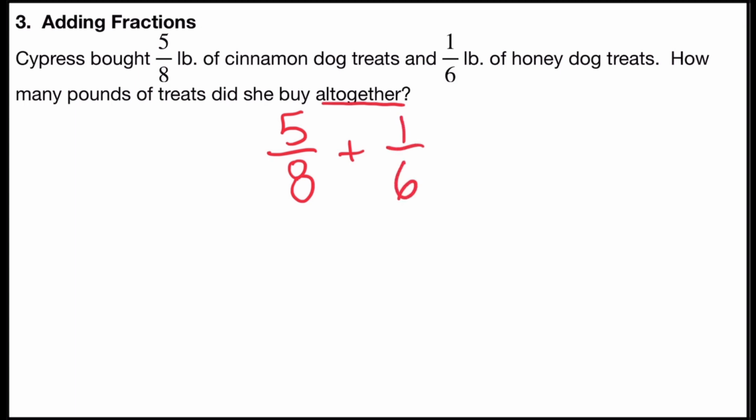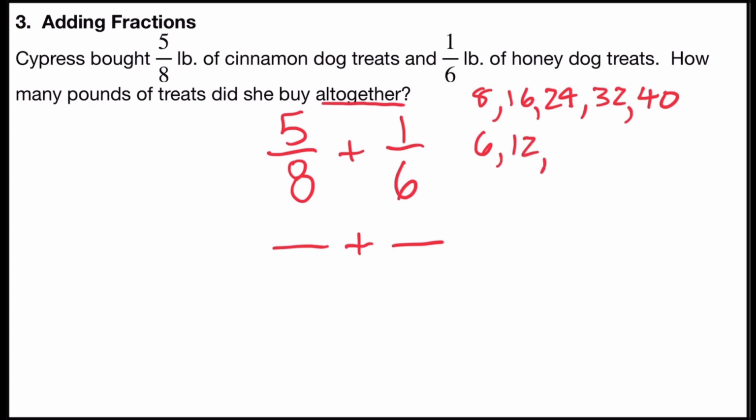And now I need to find a common denominator. So I'm going to list some multiples of 8, which is basically count by 8s: 8, 16, 24, 32, 40. I usually list about 5. And then I'm going to list multiples of 6: 6, 12, 18, 24. And I notice 24 is the first multiple that's the same in both lists. So that will become my common denominator.